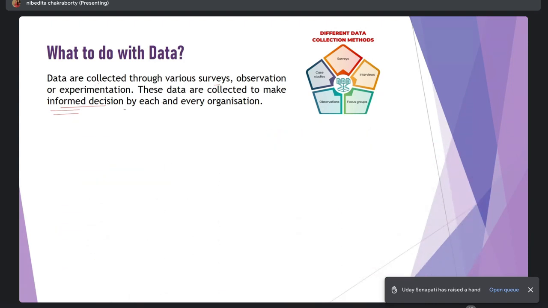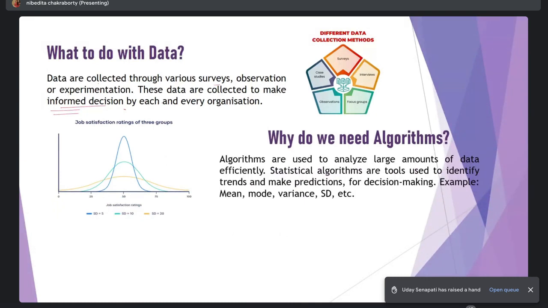Okay, so after collecting the data, how do we understand it? Let's say I have collected the sales data for a company. Now, how do I understand whether the data shows a profit or a loss? That comes with the different kinds of algorithms that we use. So what do I mean by algorithms?